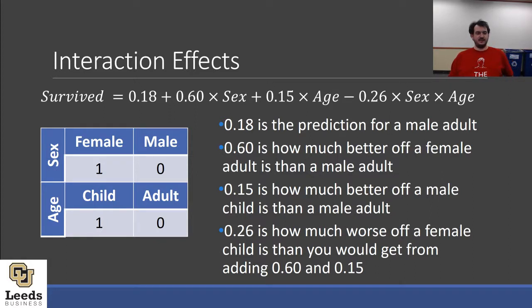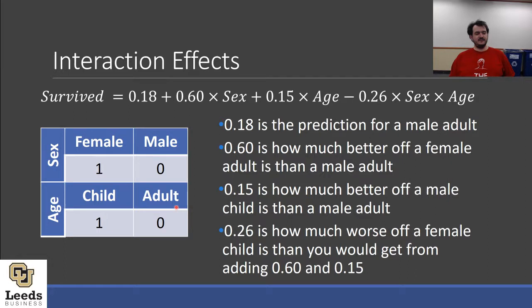In this video, I'm going to talk a little bit about how you interpret interaction effects in the context of what your coding scheme is. So we've got up top here a linear regression that I trained on some of our Titanic data. We've got our intercept, we've got weights on sex, a weight on age, and a weight on their interaction. For our coding, we have for sex, female is 1, male is 0. For age, child is 1, adult is 0.